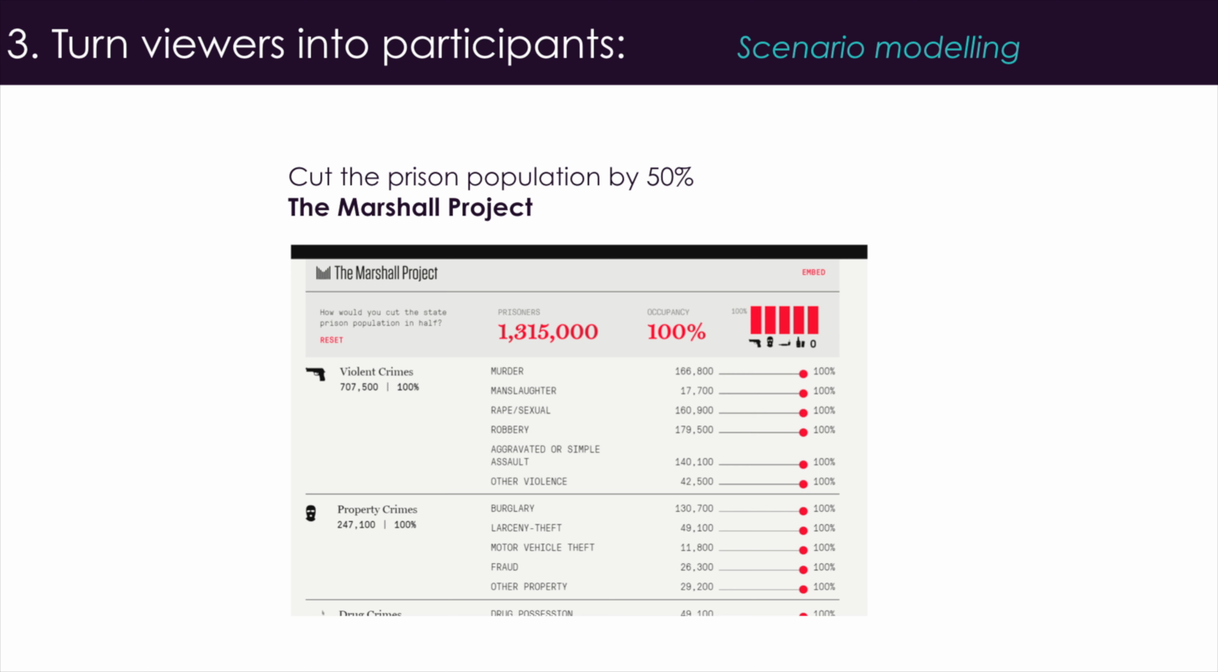Finally, you could try scenario modelling. That's where you get viewers to try and tackle a problem themselves. So the aim is often to show viewers just how difficult the problem is. This first example comes from the Marshall Project, and the data viz challenges people to try and cut the prison population by 50%, which was a target that someone had proposed. And the piece forces viewers to ask themselves, who would you be willing to let out? And then it shows you just how hard it is to achieve that target.